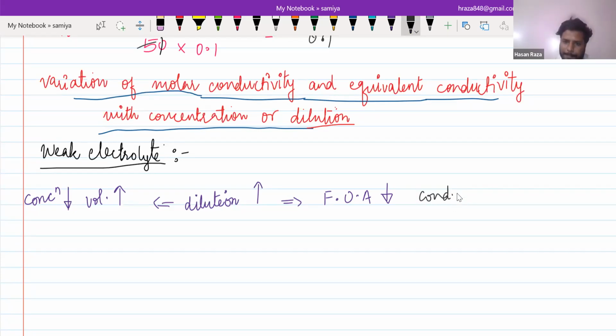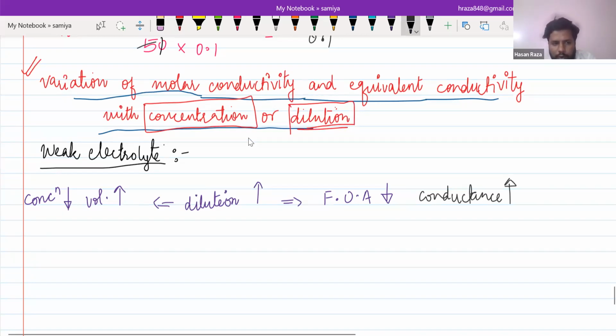So conductance will increase. Again, I am going to tell you what we are studying is basically variation of molar conductivity and equivalent conductivity with concentration or with dilution. Okay. So we are going to study separately for weak electrolyte if we dilute it, and also for a strong electrolyte if you dilute it, because there will be different variation of molar conductivity as well as equivalent conductivity when we dilute or concentrate it.